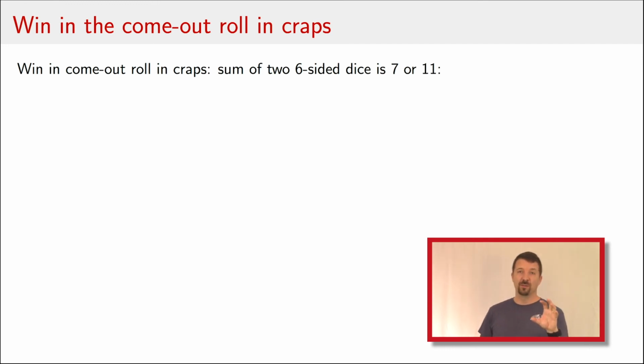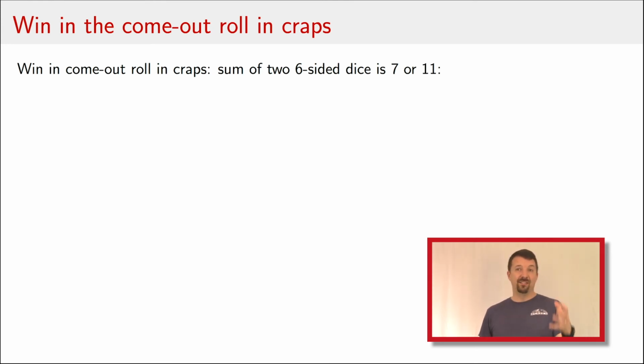So here on this page, we're going to talk about the game of craps, which is a casino game where you're rolling 2 dice. And we're going to talk about just one specific roll, and that's called the come-out roll. The come-out roll, you win if you roll a 7 or an 11. So that's the probability we're going to try to calculate on this slide.